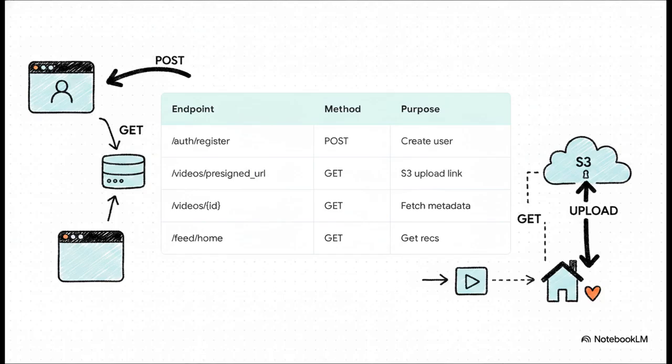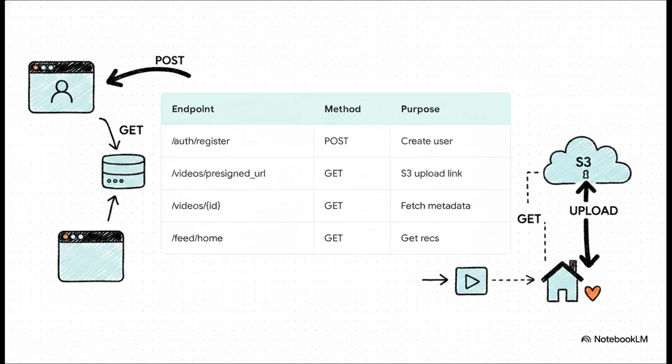But I want you to pay very close attention to that /videos/pre-signed URL endpoint. This is a total senior level pattern. Instead of a user uploading a massive 5 GB video directly to your backend, which would completely clog your network, your backend generates a secure pre-signed URL. This acts like a VIP pass, giving the user's browser temporary permission to upload that massive file directly to S3. It completely bypasses your backend servers.